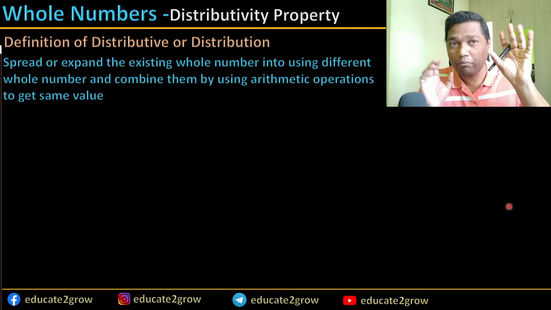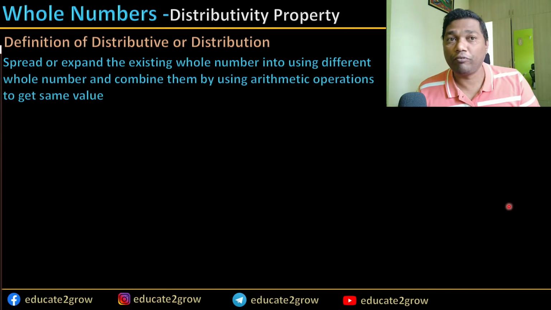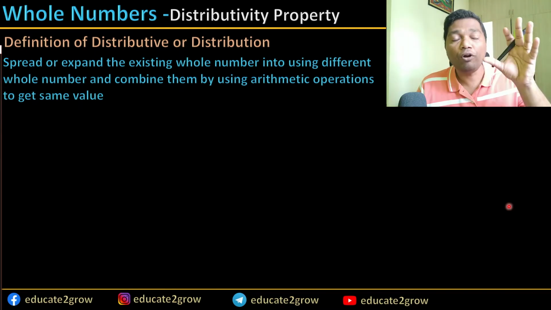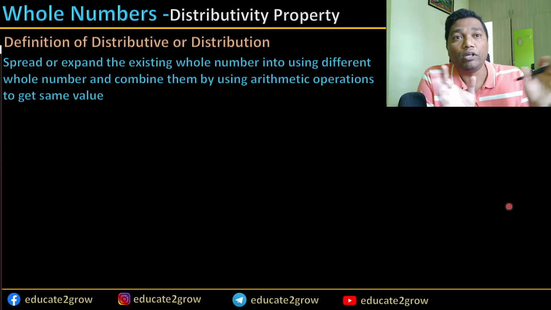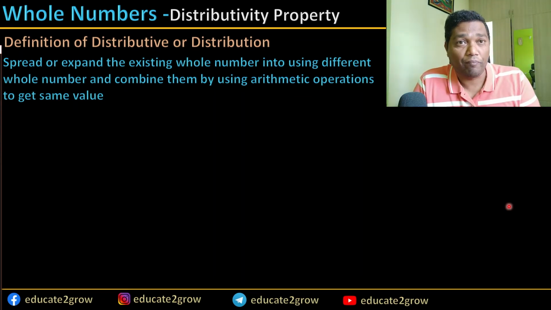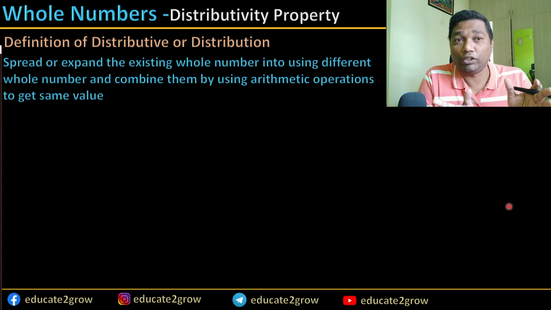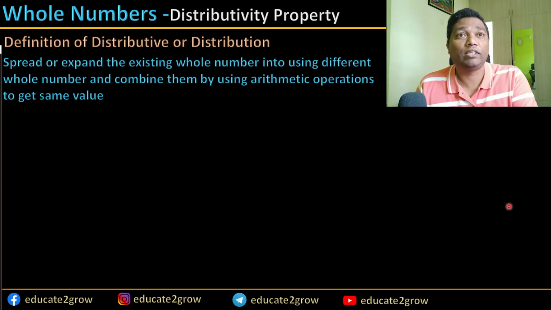Take one number, say 6, the value 6. I want to distribute this number into different whole numbers using an arithmetic operation, again to make the calculation simple. That is what I'm distributing. So what exactly does the definition say?